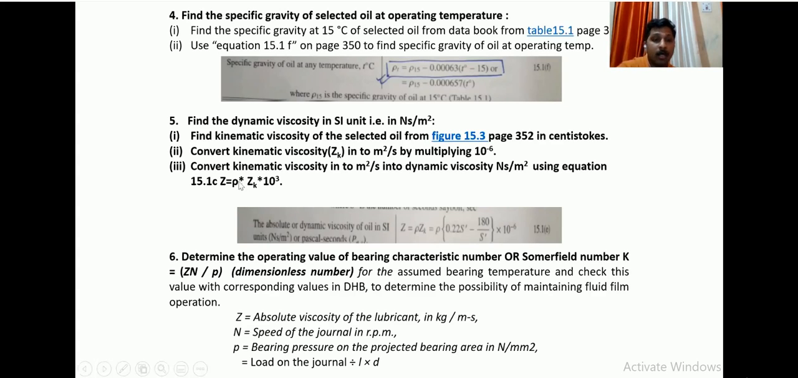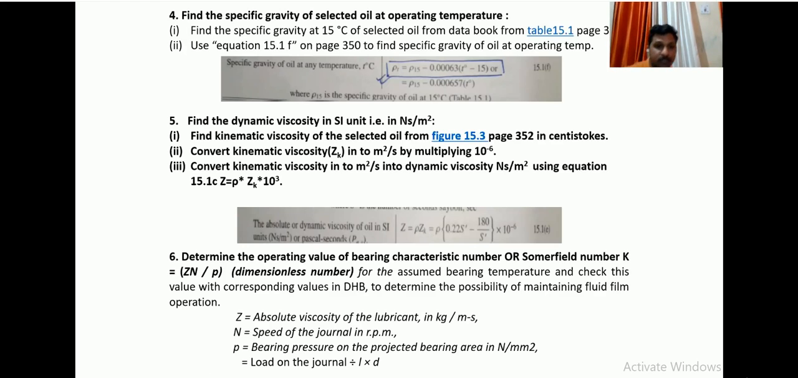So density of oil at the operating temperature will be specific gravity at operating temperature multiplied by 10 to power 3. So we will have the value of dynamic viscosity. The same formula is given in your data book, that is in 15.1e, but there is a mistake in this formula, that they have considered this rho as a density while we have calculated rho as specific gravity. So if you are using this formula, you have to multiply by 10 to power 3.